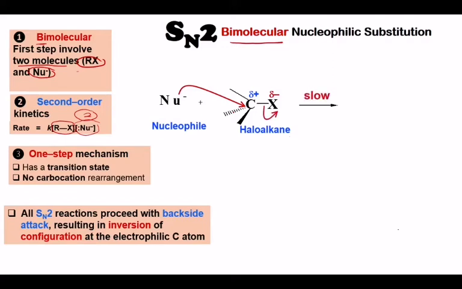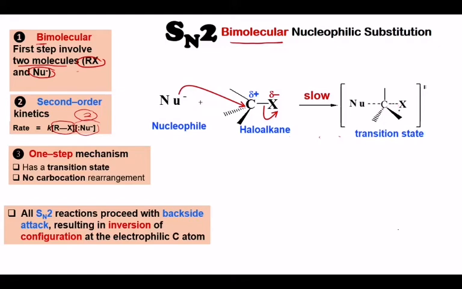And this step is considered as slow step or rate determining step. This first step will be used to determine the rate of reaction. After the attacking of nucleophile toward the carbon here and the CX bond breaks, it will form the transition state. What will happen at this state is C and nucleophile bond is formed while CX bond is breaking.